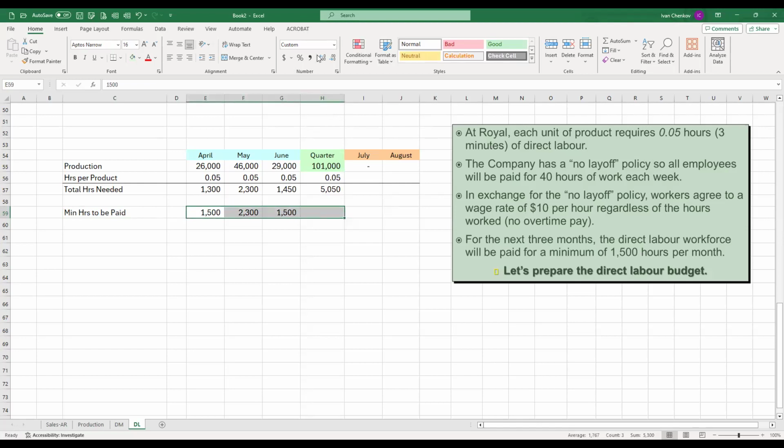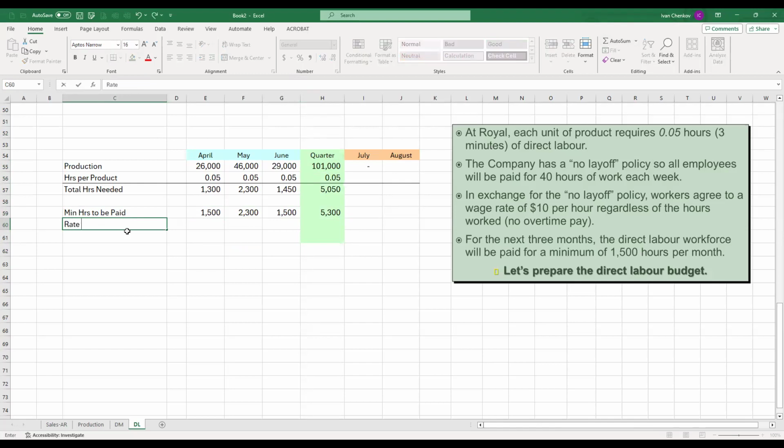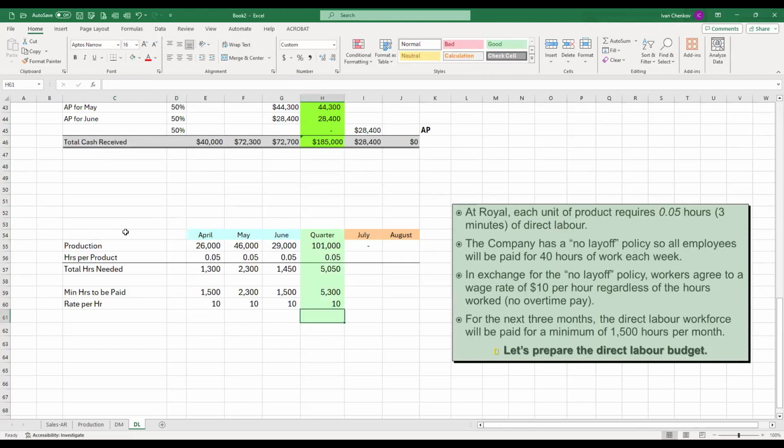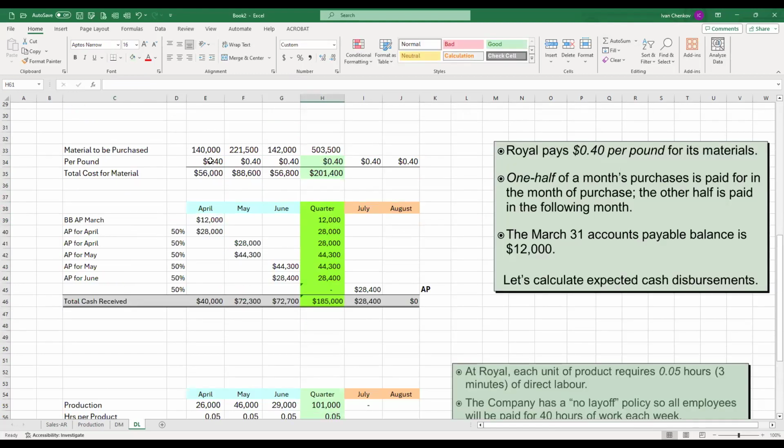In total, we're gonna pay how many hours? We're gonna pay 5,300 hours. Now, how much we paying per hour? $10. $10 here, $10 here, and $10 here. Let's get those dollar amounts and apply it right here. I need actually those two.